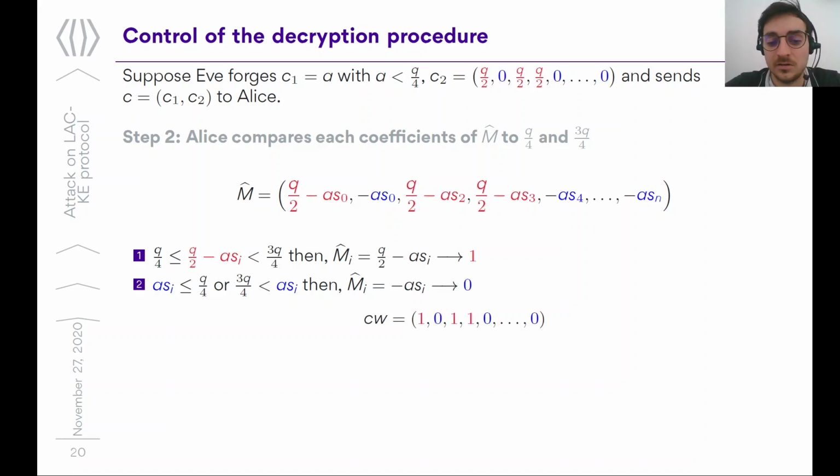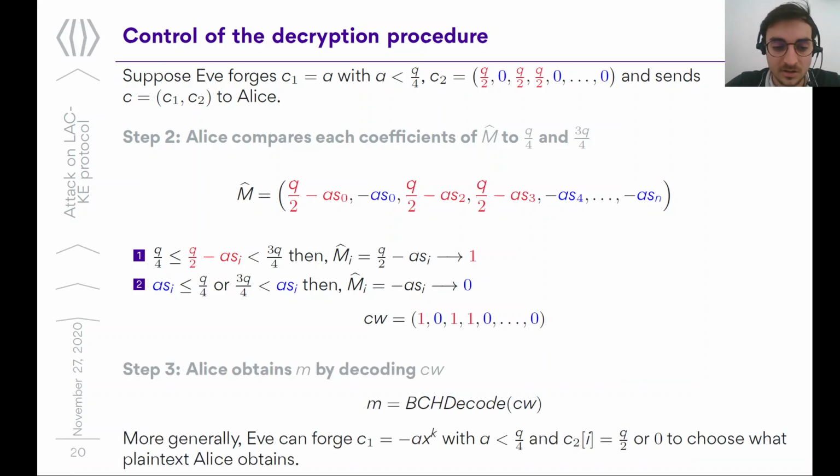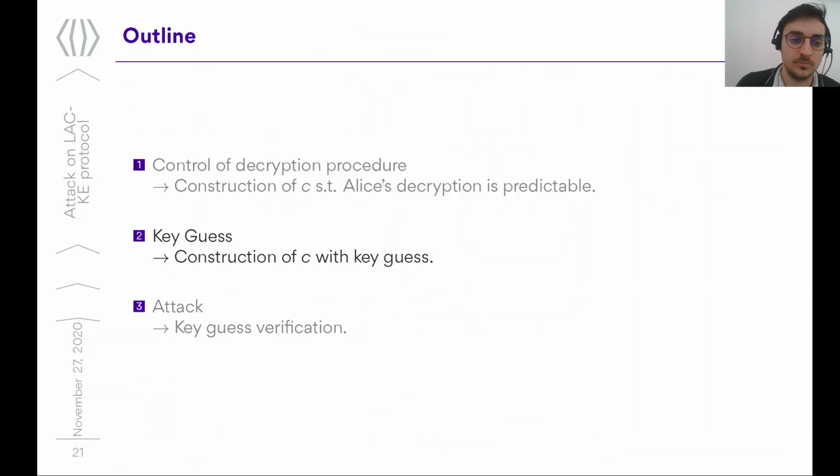So what does Alice have? She has a code word with coefficient 1 when the C2 coefficient is equal to Q over 2, and the CW coefficient is equal to 0 if the C2 coefficient was equal to 0. And then Alice obtains M by decoding the code word. So with this method, we can send a forged ciphertext and determine what plain text Alice will obtain. More generally, we can forge C1 as minus A times a monomial, with A lower than Q over 4, and the C2 coefficient equal to Q over 2 or 0. But with this forged ciphertext, we don't learn any information about the secret key.